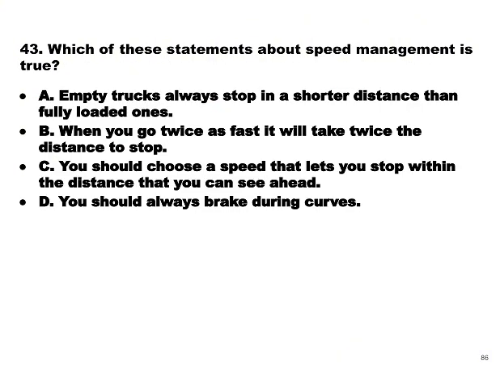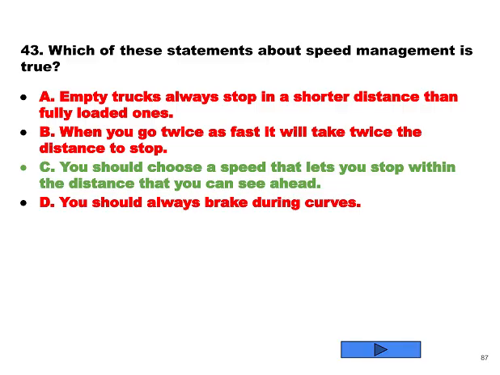Which of these statements about speed management is true? A. Empty trucks always stop in a shorter distance than fully loaded ones. B. When you go twice as fast, it will likely take twice the distance to stop. C. You should choose a speed that lets you stop within the distance that you can see ahead. Or D. You should always brake during curves. The answer is C. You should choose a speed that lets you stop within the distance that you can see ahead.